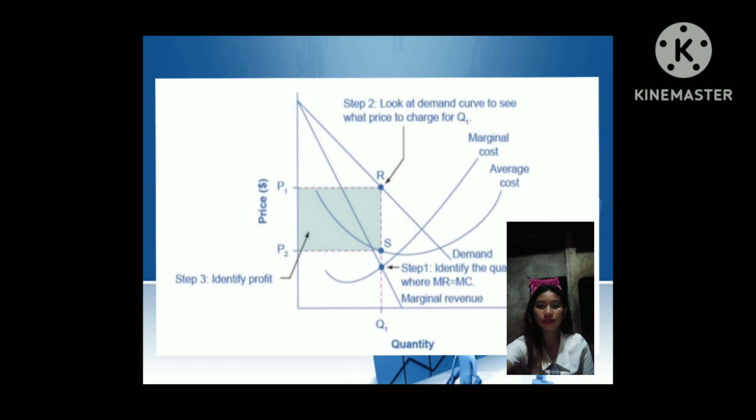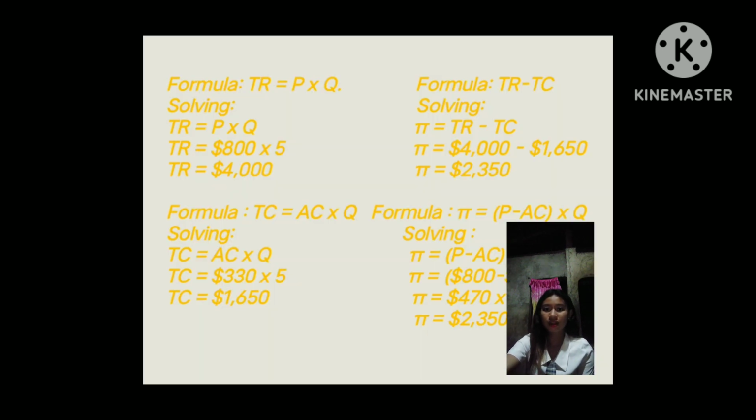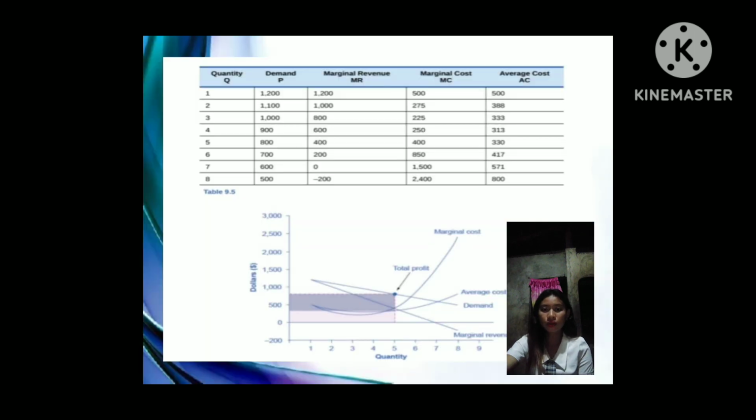And remember, total revenue is equal to the price charged times the quantity sold. In this case, total revenue is equal to $800 times 5 units, which is $4,000. But total revenue and profit aren't the same thing.